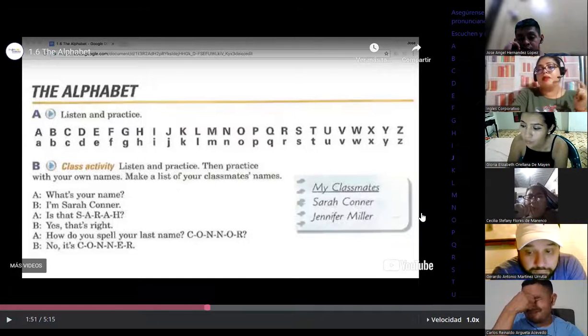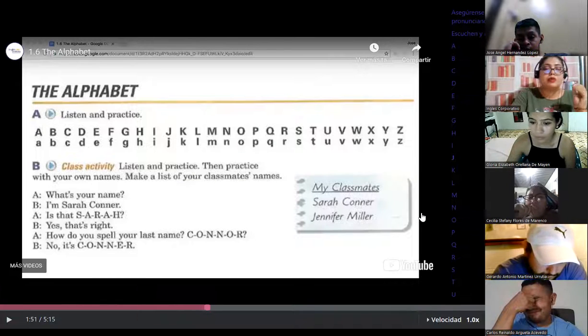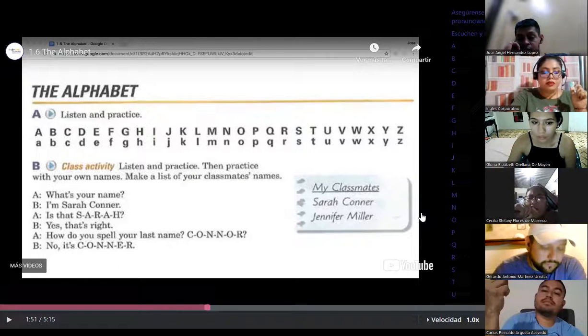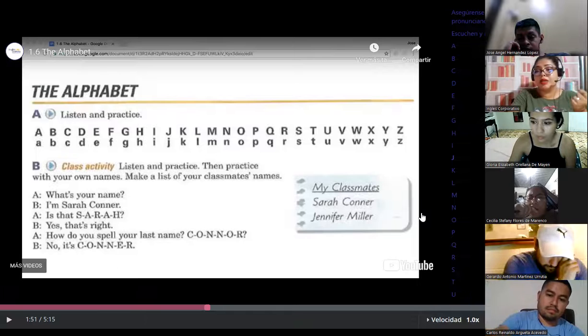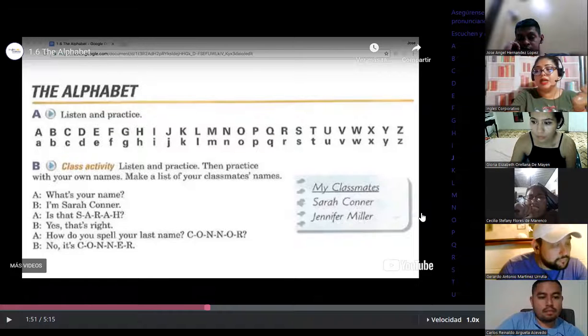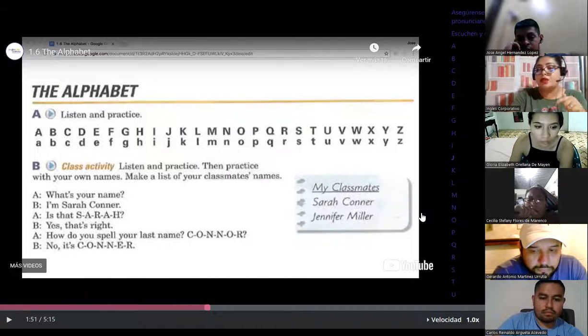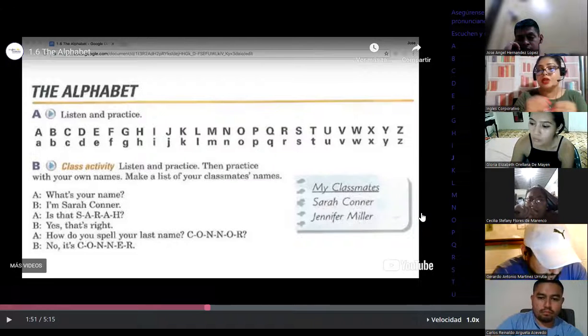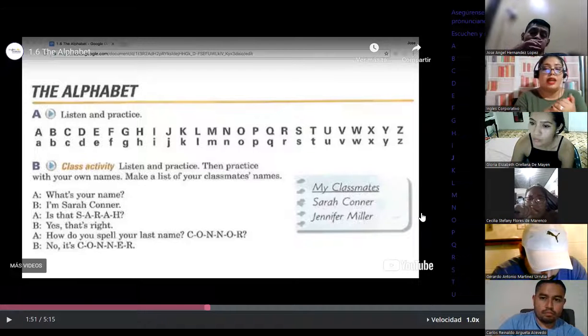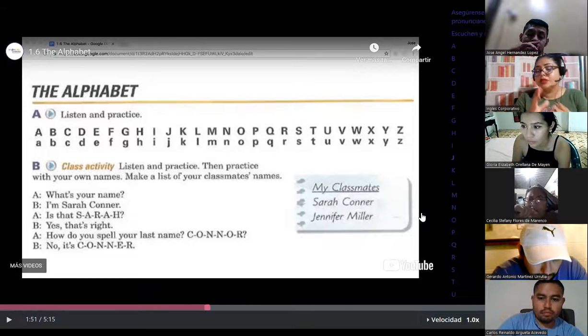En ese ejercicio vamos a hacer un spelling. In this case, we are going to spell 10 different names. Vamos a deletrear 10 nombres diferentes. I'm going to give you time to search for the names or to think about the names. And then you are going to spell those names to us.